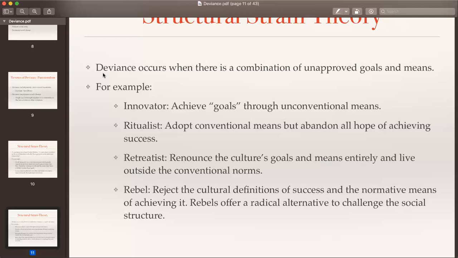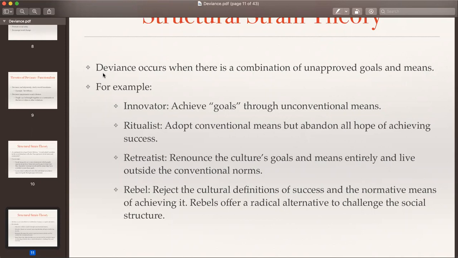We look at the retreatist. And the retreatist renounces the culture's goals and means entirely. The retreatist lives outside the conventional norms. The retreatist says, okay, look, I understand society tells me I need to do A, B, and C. And this is how I need to do A, B, and C. But I have no plan to follow those goals or those means. I'm going to write my own life script. I'm going to do it my way.